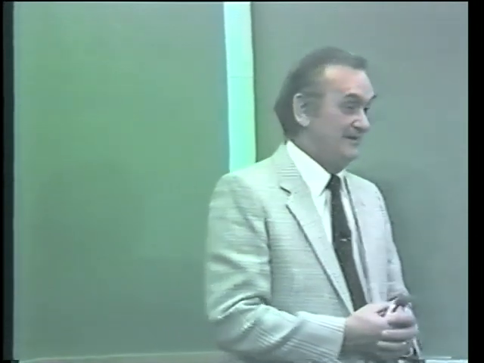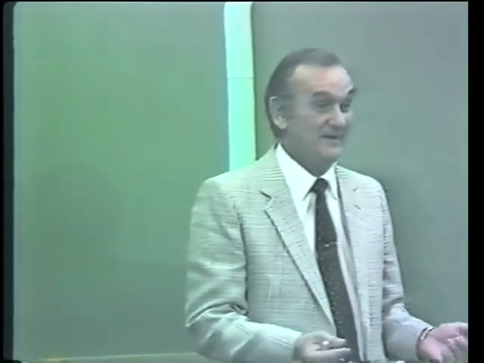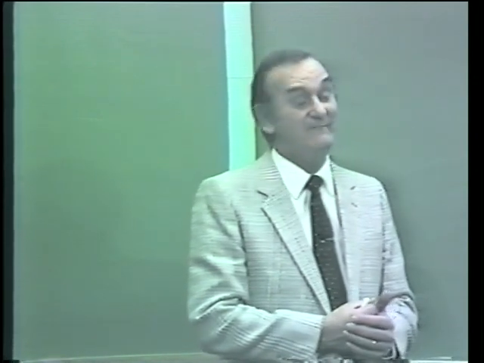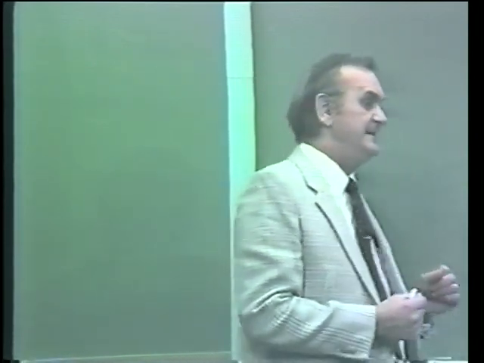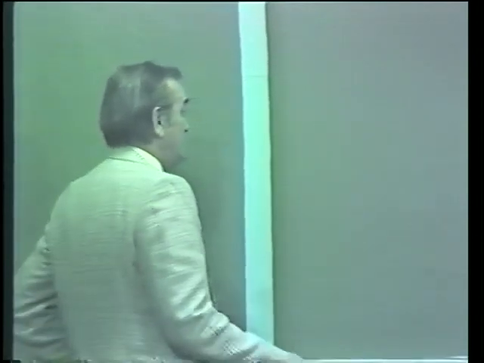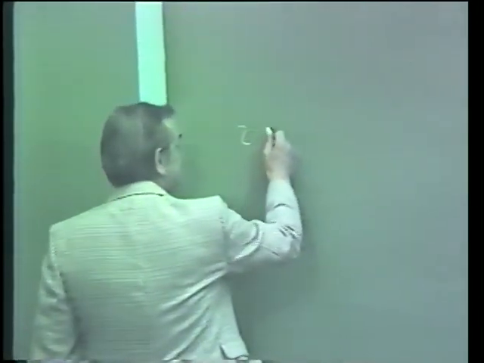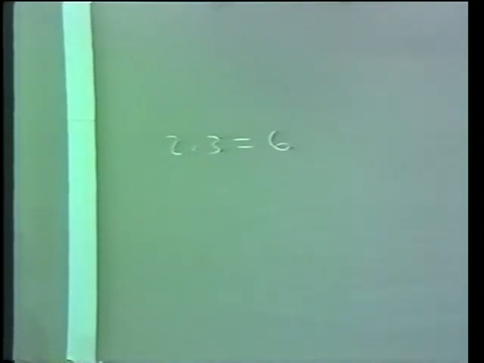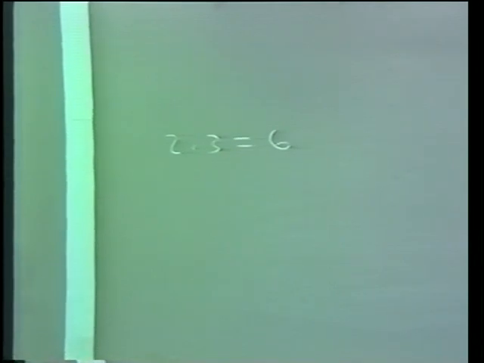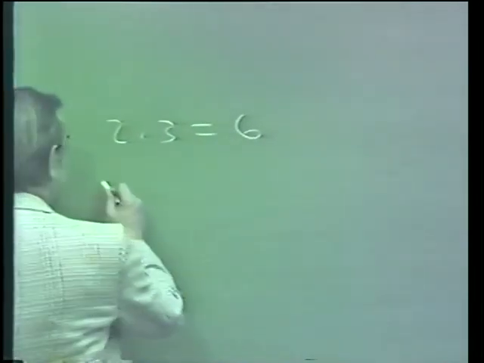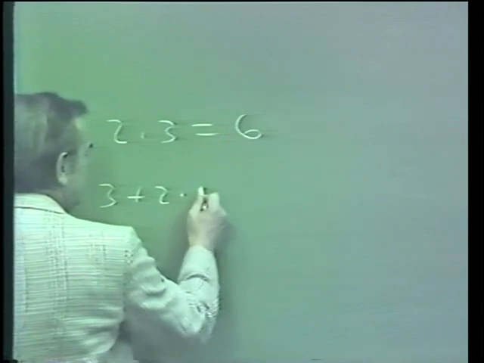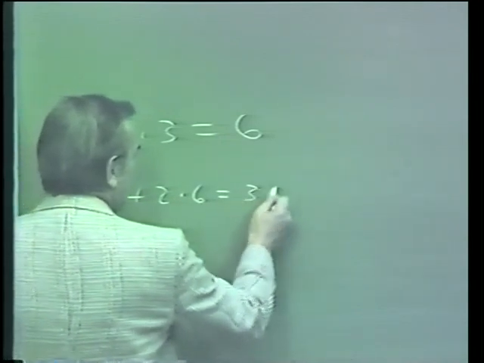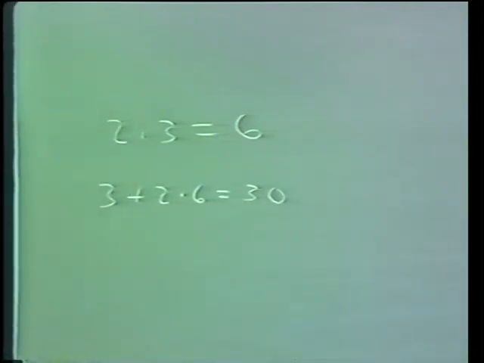If I say that Rick Rodin plays for the Pirates, if you follow baseball, you know that this is now a false sentence. Likewise, in math, we have sentences. We have true sentences. 2 times 3 is 6. This is a true sentence. We have false sentences. 3 plus 2 times 6 is 30. This is a false sentence. So we have true sentences, we have false sentences in math.